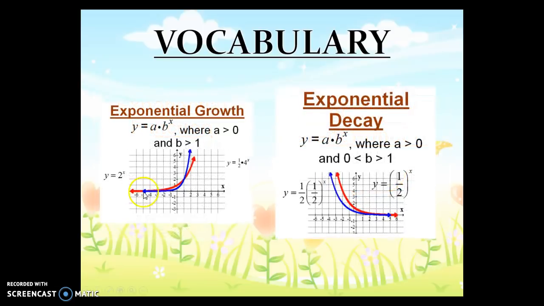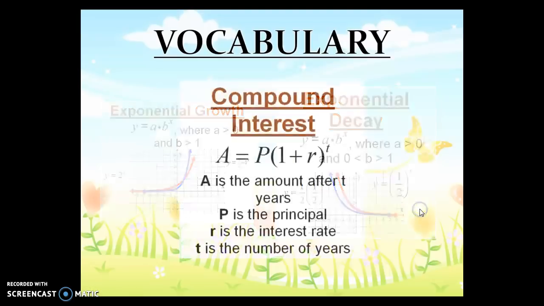Exponential growth is when you read like a book, it's going up. Exponential decay, when you read like a book, it's going down.